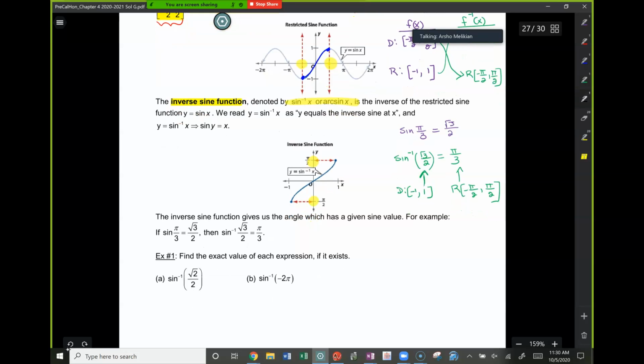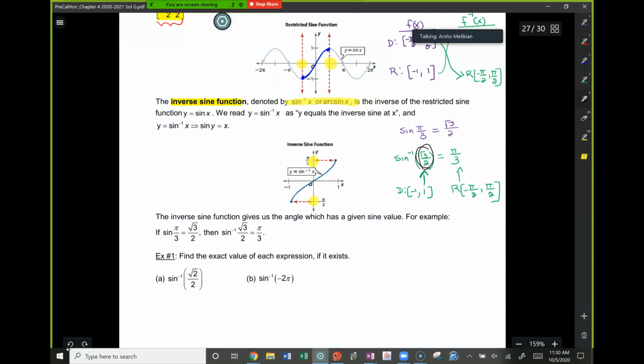Is the range and domain always going to be the same? For inverse sine, unless you have like a... Yeah, we're not even going to have those. There's no such thing. This is it.